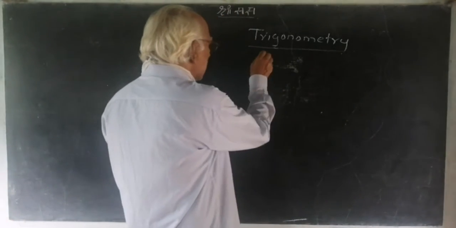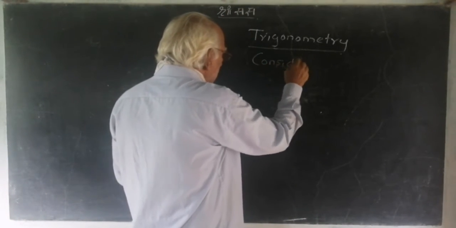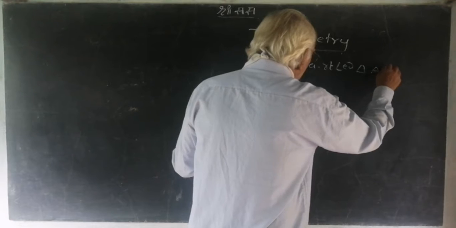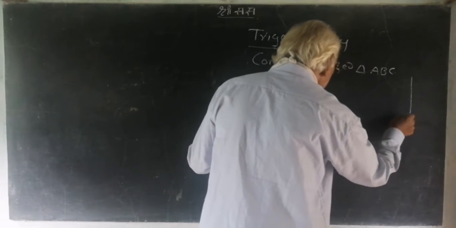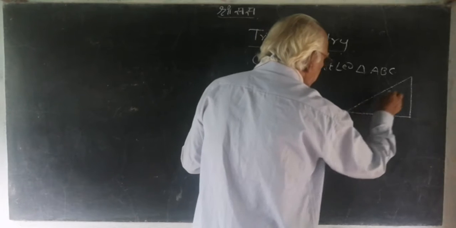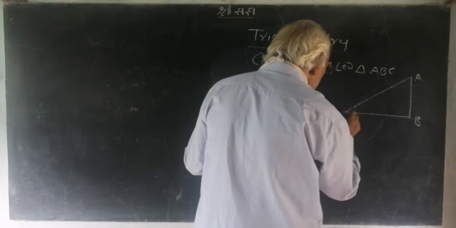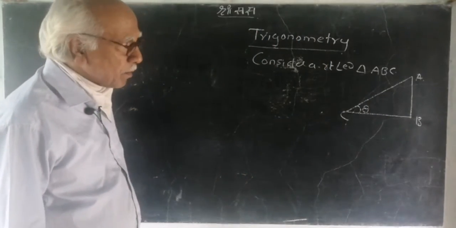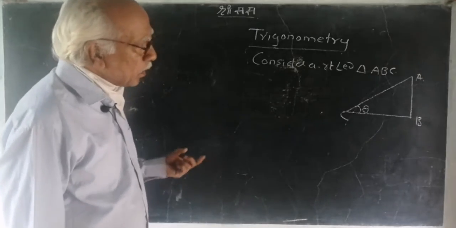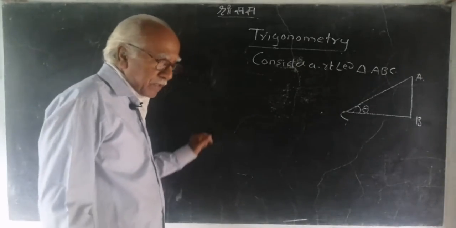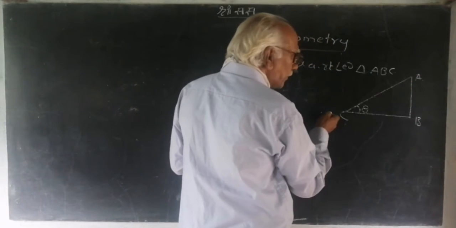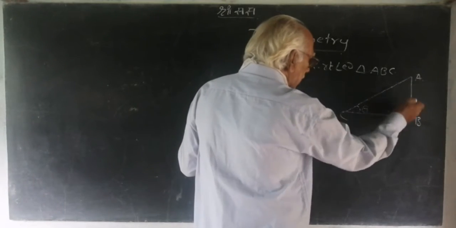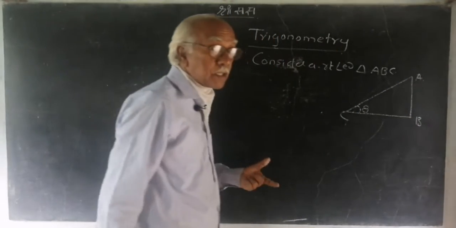Now consider a right angled triangle ABC. This is A, this is B, this is C. The angle can be denoted by theta. Here we will come across the ratios of the sides. One ratio is AB upon AC, one ratio is BC upon AC, one ratio is AB upon BC, and then you can take their reciprocals.